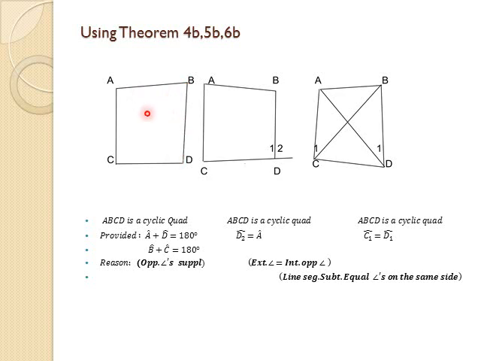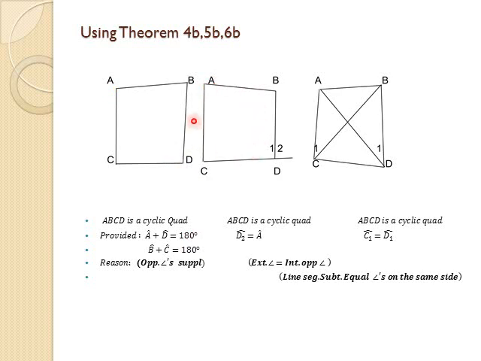So first, if you look here, theorem 5b: ABCD is a cyclic quad, provided I can prove that angle A plus angle D equals 180, or angle B plus angle C equals 180. My reason for stating it as a cyclic quad is that the opposite angles are supplementary.